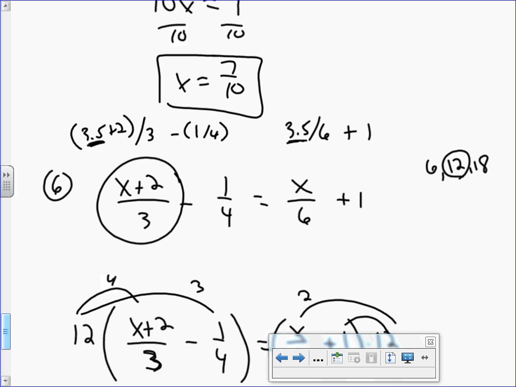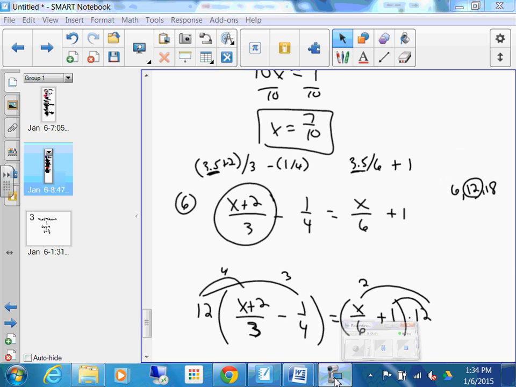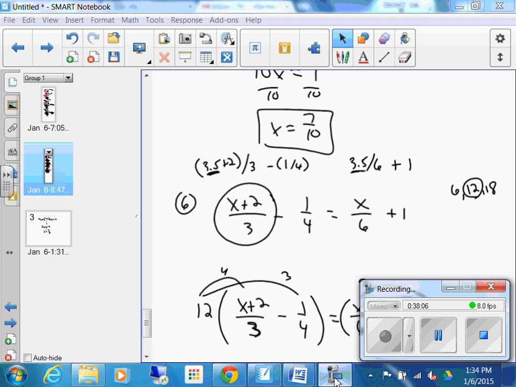Okay? So when you're working these problems, you're going to try to solve them without using your calculator, but you can get your calculator out to check and make sure you got the right answer. Okay? All right.